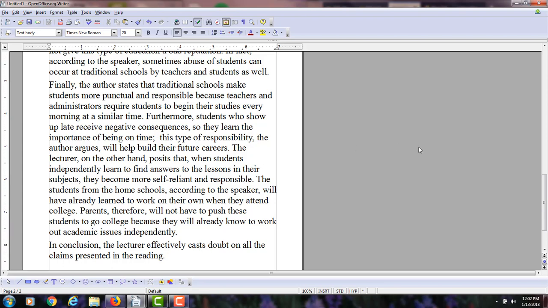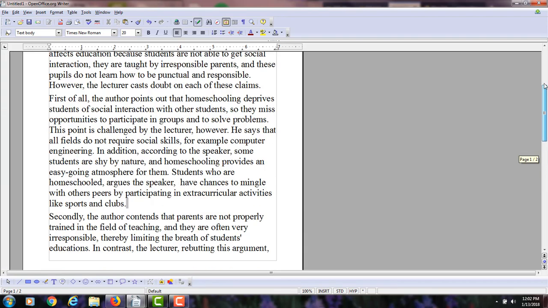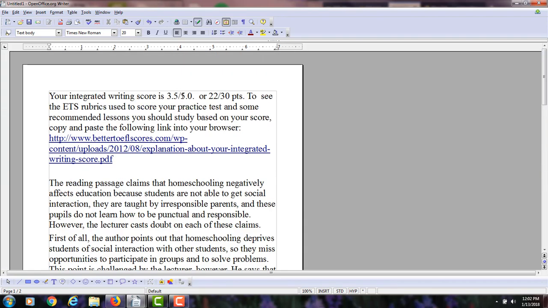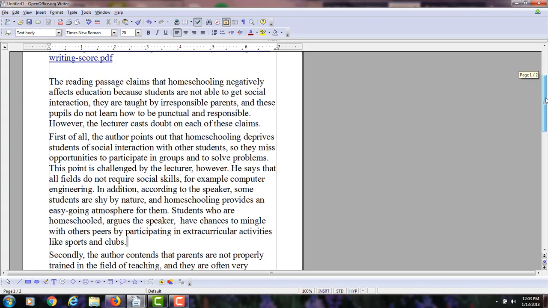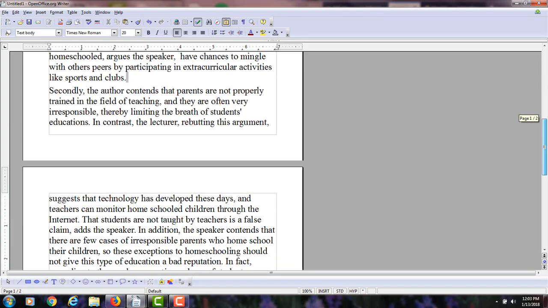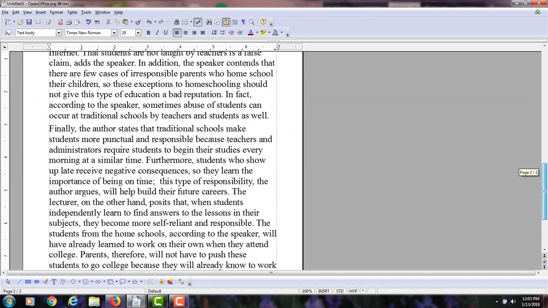And that is how you change what you have written, which is 3.0 out of 5 or 22 points out of 30. This is how you make it 5.5 out of 5 or 30 points out of 30. You see what we're saying there?